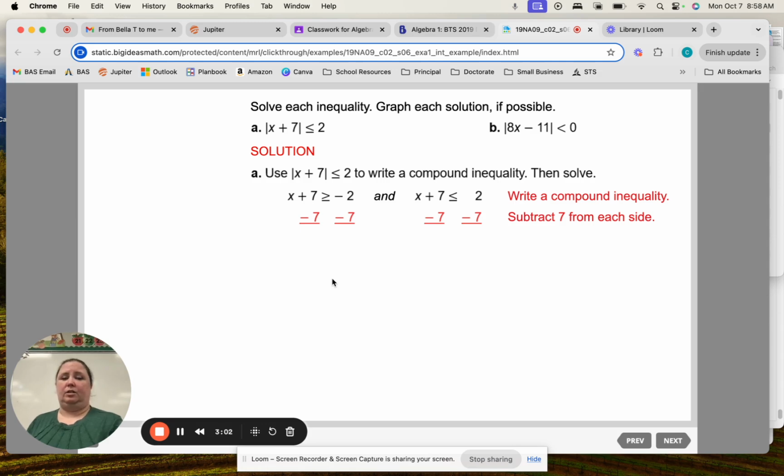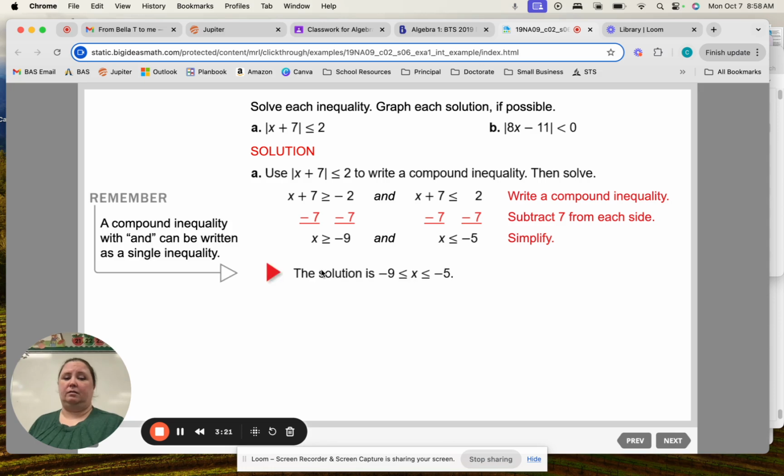All right. So negative 2 minus 7 is? Negative 9. Goes further negative, and 2 minus 7 is? Negative 5. All right, is x by itself? Yes. So you have solved it. Now let's graph it. So this is the one where you can put the x in the middle. See how x is greater than or equal to negative 9, but it's also less than or equal to negative 5. So that's the in-between.